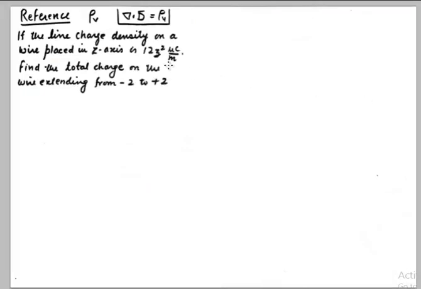Now, having understood the basic definitions of these charge densities and their representation, I want to take up two questions. The first question says that if the line charge density on a wire placed in z-axis is 12 z square microcoulomb per meter, of course the rho L is given, we need to find total charge, and the wire is extending from -2 to +2.